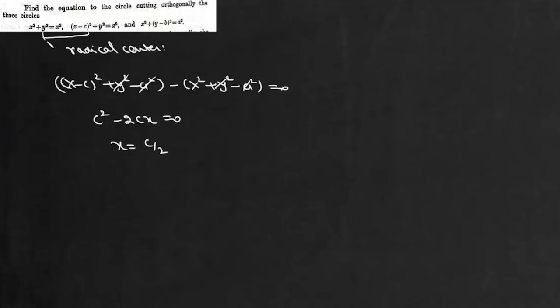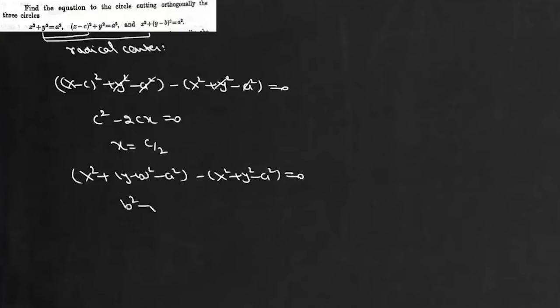Now from the first and third we can write x square plus (y minus b) square minus a square, minus x square plus y square minus a square equals 0. We'll get this as b square minus 2by equals 0, or y equals b by 2. So the radical center of these three circles will be at c by 2 and b by 2, which is the center of the circle which cuts the three circles orthogonally.